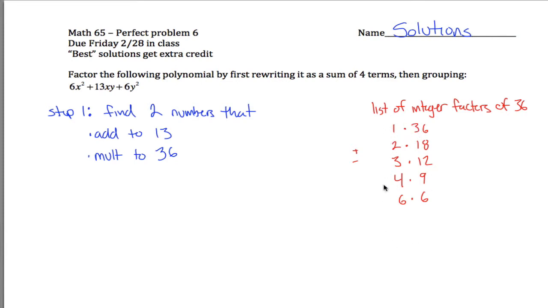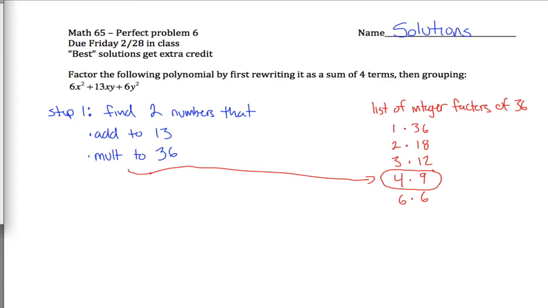So I have this big list, and then what I've got to do is find one of these pairs so that they add to 13. If they're going to add to positive 13, first of all, they can't be negative, so might as well get rid of the plus or minus. Can't have them both be negative because when you add up 2 negative numbers, you get a negative number. We want positive 13. These all multiply to 36, but only these 2 add to 13. So the 2 numbers that we are looking for are 4 and 9. This is not the answer to our problem. This is just the answer to step 1.